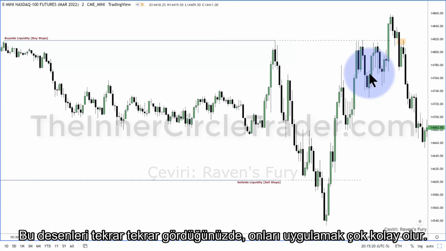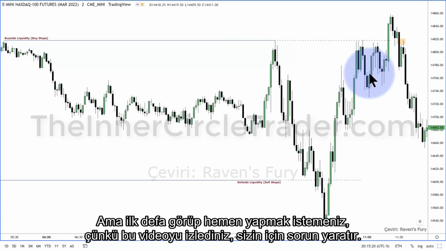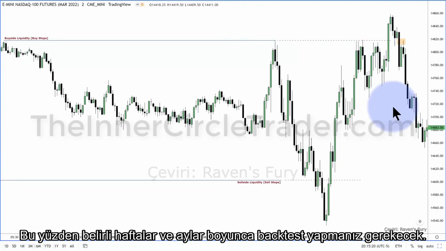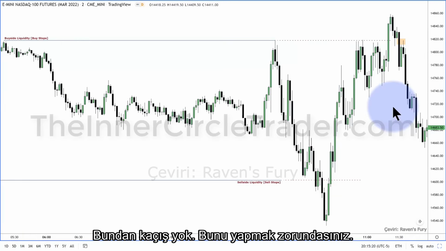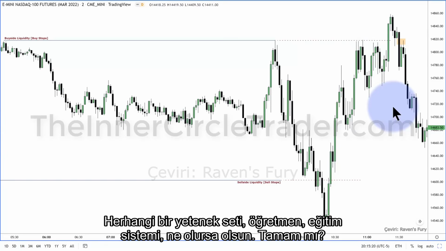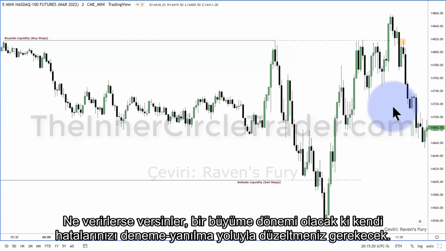Once you see these patterns over and over and over again, it's very easy to execute on them. But the impulse to want to do it the first time you see it because you've watched this video, that is going to be problematic for you. So you're going to have to do a certain number of weeks and months of back testing. There's no escaping that. You have to do it. Any skill set, any teacher, educator, system, whatever they're going to give you, there's going to be some kind of growing period where you have to trial and error, fix the problems that you have about yourself.